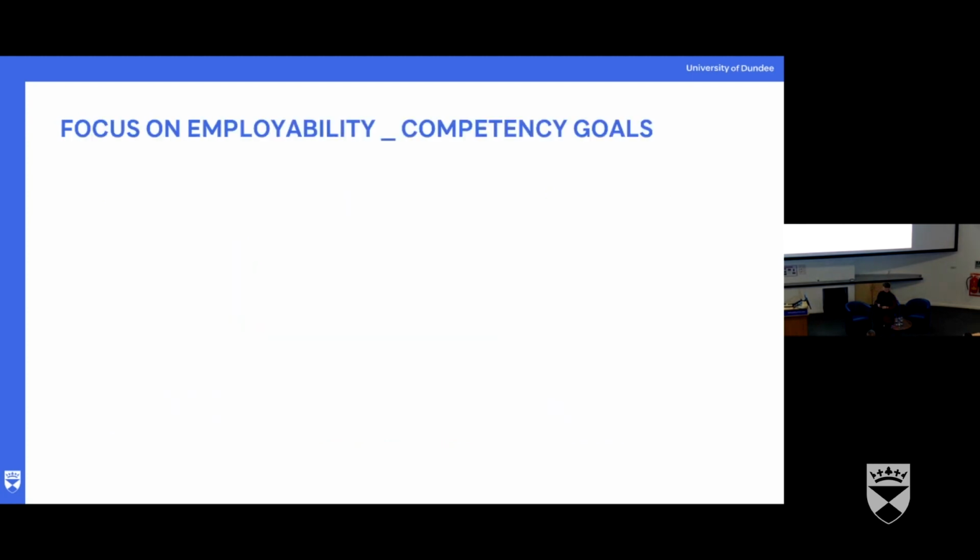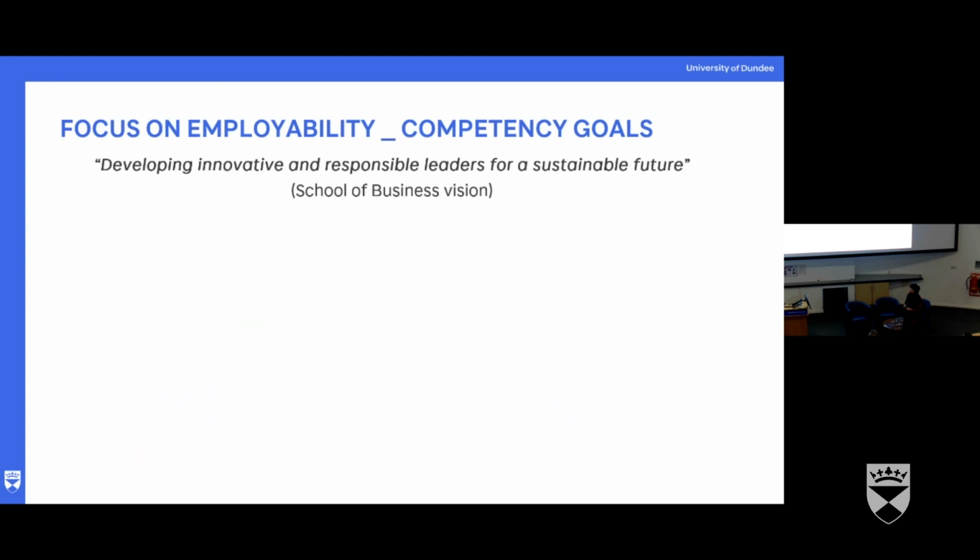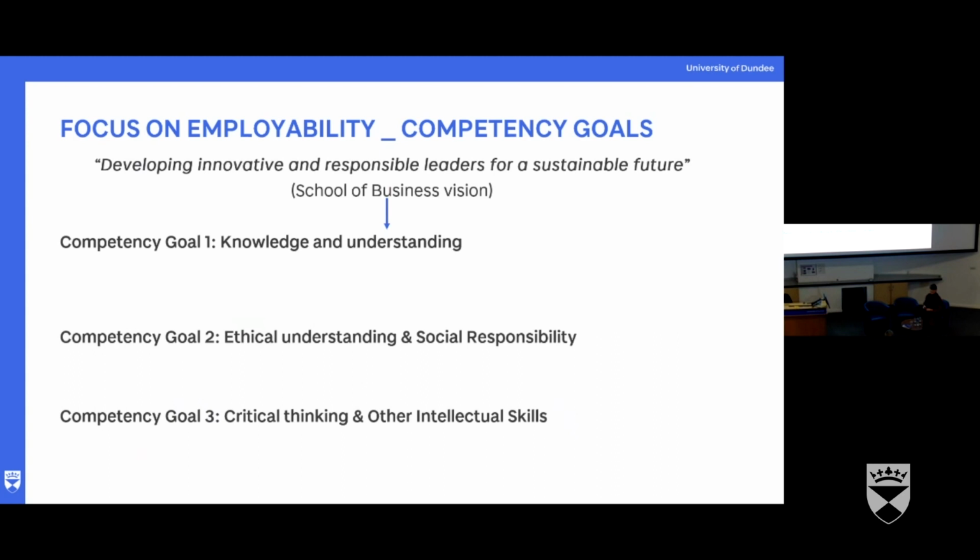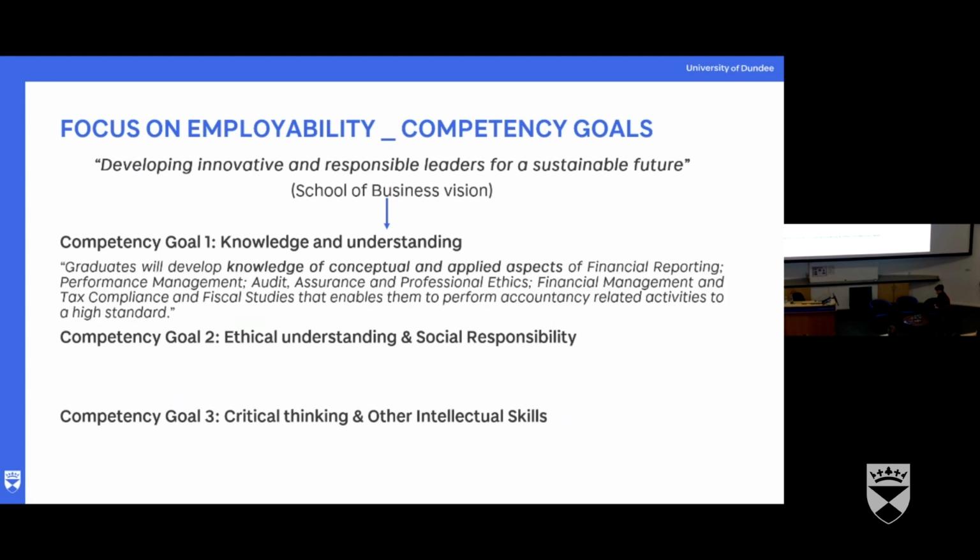So what is it that we do with these students and how do we achieve this appreciation from the students? You can see the business school's vision. We try to develop innovative and responsible leaders for a sustainable future. In line with the business school's vision and mission statement, we have three competency goals for this particular program. We do develop knowledge and understanding of these students on particular areas directly related to professional accountancy.